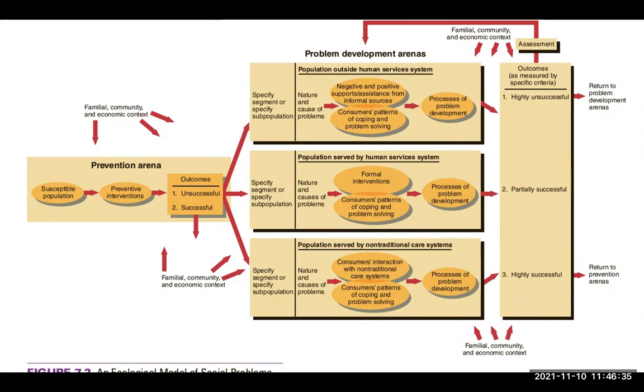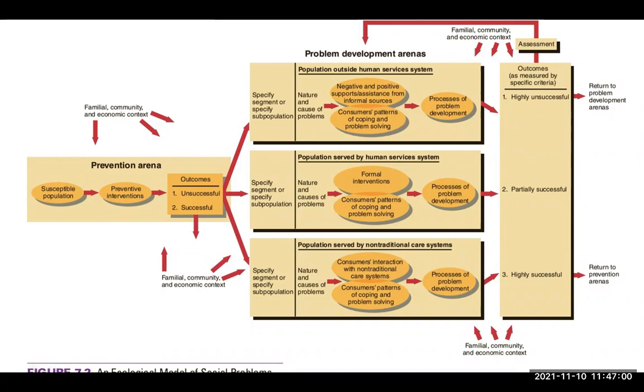The middle cell describes organized systems of care, such as social agencies, hospitals, clinics, schools, job training programs, and professionals. And the bottom cell describes programs that operate on an empowerment or self-help perspective, such as Alcoholics Anonymous.